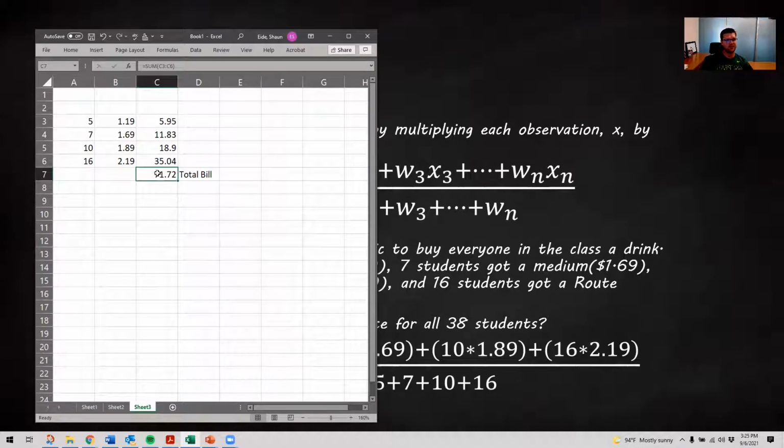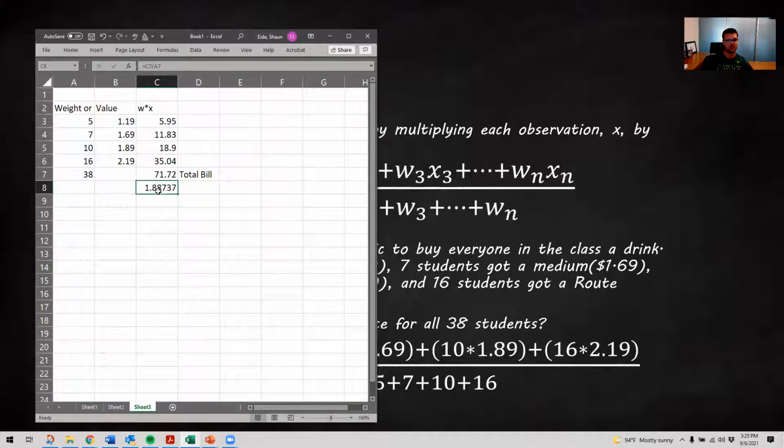But $71.72. And in order to get the average amount that each drink costs, we just have to divide it by the total number of drinks ordered. So what's the total number of drinks ordered? Equals sum. And these are the total number of drinks. So this right here is the frequency. This right here is the weight, or the frequency. And then this right here is the value or cost. And then this right here is weight multiplied by X, or the value. And so now we have equals the sum of all of the products, divided by the total number of observations. So the average drink cost is $1.88 or $1.89.